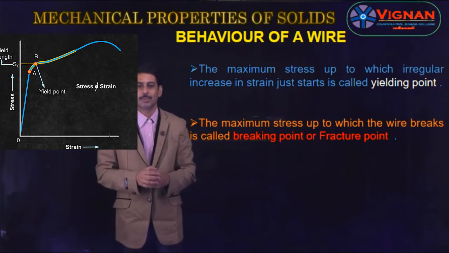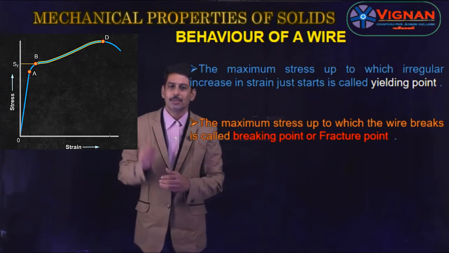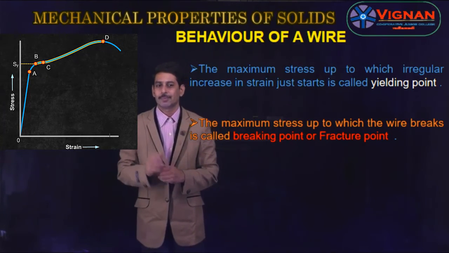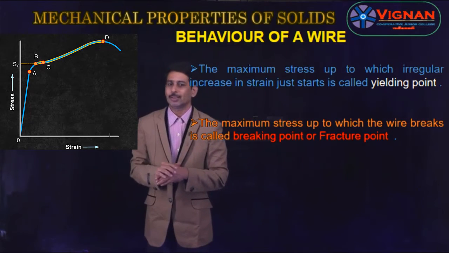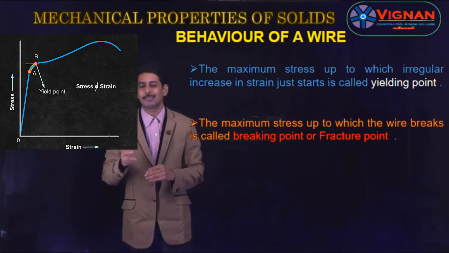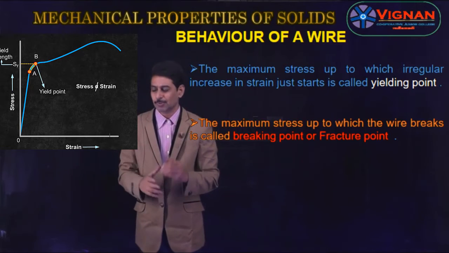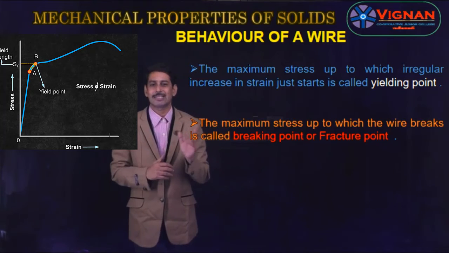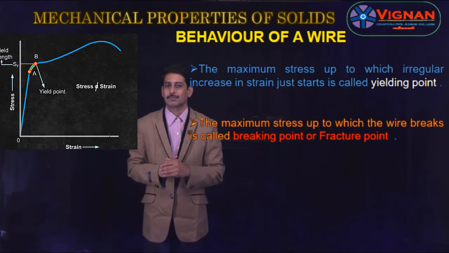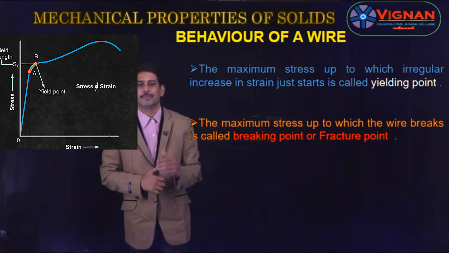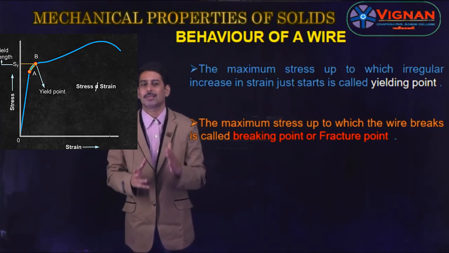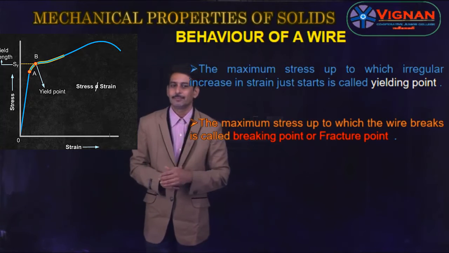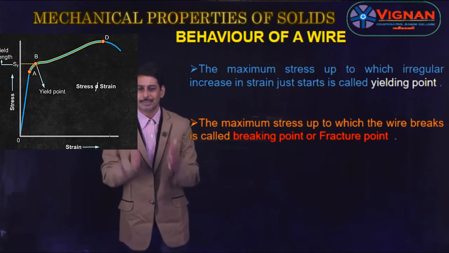Then what is the yielding point? The maximum stress up to which an irregular increase in strain just starts is called the yielding point. The stress corresponding to this point is called the yield stress, or it may also be called the ultimate tensile strength. So that is the yielding point.